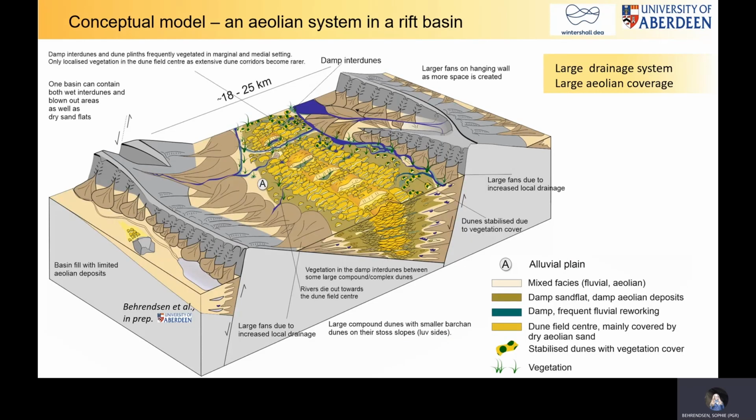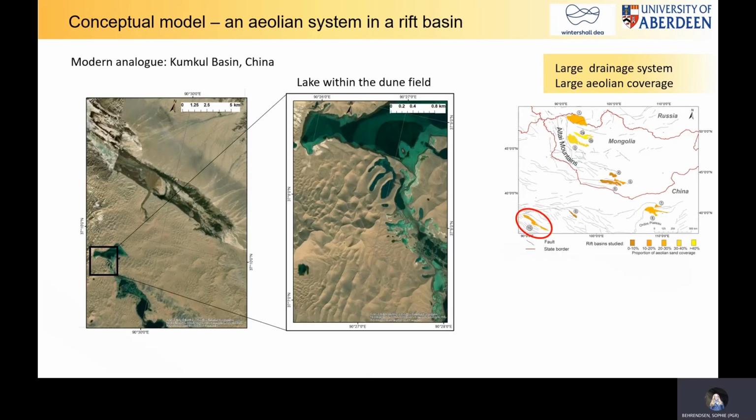Our last conceptual model is a basin showing a large drainage system and a large aeolian coverage. We have a large axial fluvial system here that can actually cut through the dune field, and we can have both damp and wet interdunes here and here, but also dry interdunes where the amount of sand outweighs the drainage. We also can have some vegetated dunes at the margins that are kind of stabilized by the vegetation. So an example for this would be the Kumkul Basin in China, and you can see here you have a lake right in the middle of the basin and then large dunes right next to it.